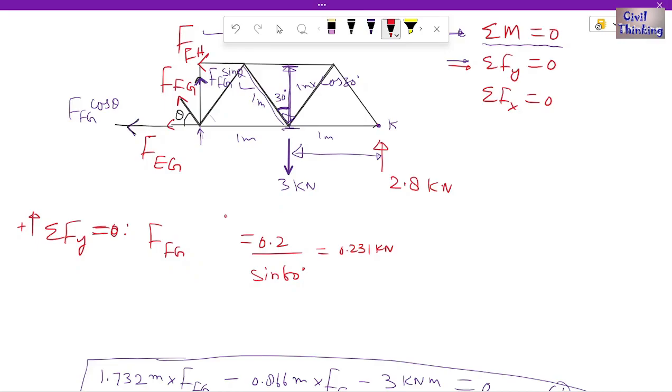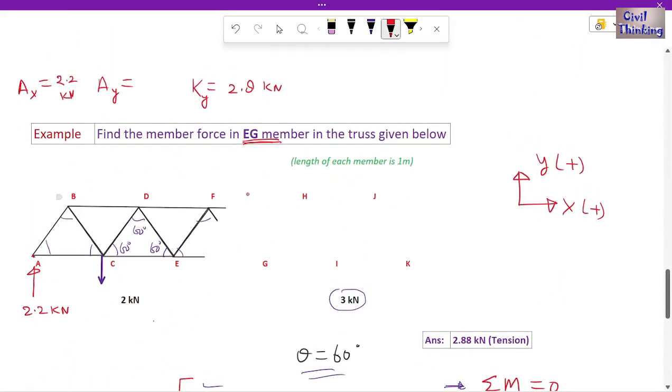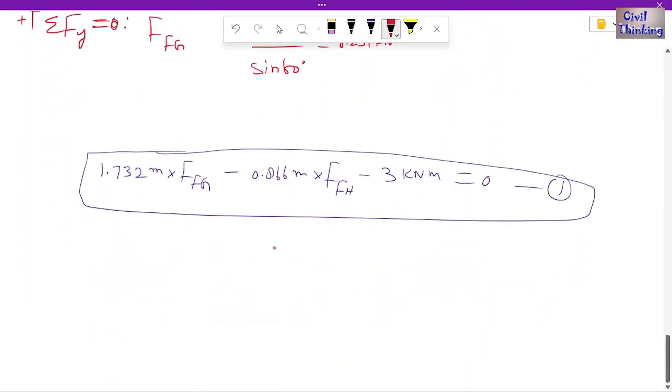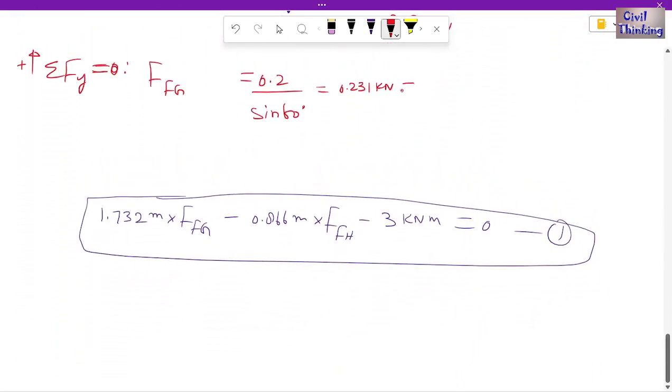But we don't have to find the force in FG member, right? What is asked, let me show you. We have to find the force in the EG member, right? So this is the force in FG. Now we will substitute the value of FFG here. It is 0.231, right? So this is going to be multiplied by 0.231 kilonewton. Now from here we will get the value of FH. So from here force in the FH is going to be what?